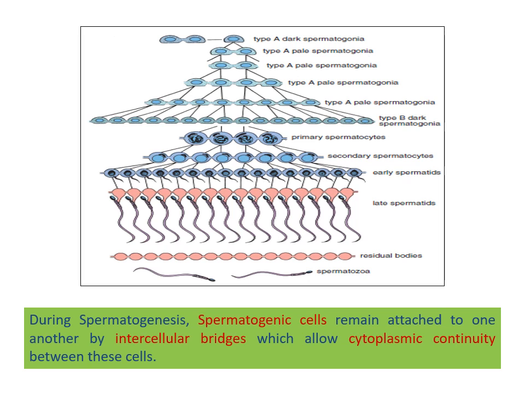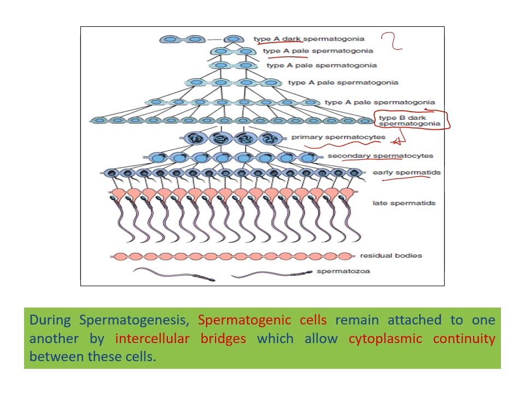Okay, here you can see this is type A dark. Type A dark by mitosis gives rise to type A pale. Type A pale by another set of mitosis forms type B cells. Type B cells by mitosis again give rise to the primary spermatocyte. The primary spermatocyte by meiotic division gives rise to the secondary spermatocyte and then early spermatids.